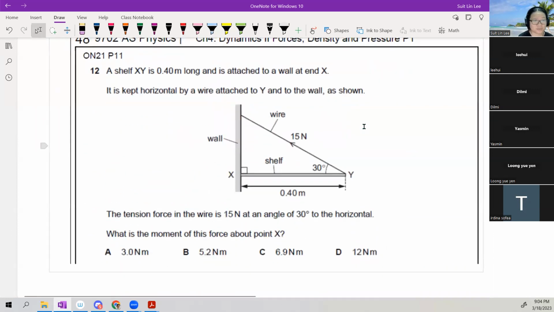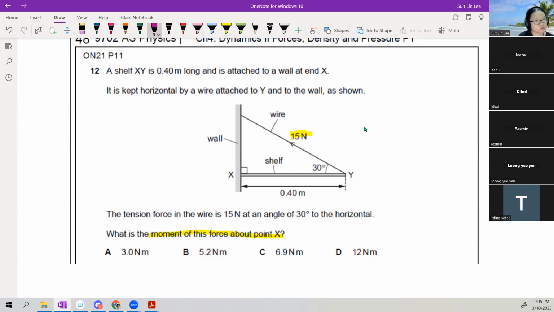This one is nicer because you calculate and we all like calculation, right? So this one, you're asked to find what is the moment of this force about point X. So we are given the dimensions of the rod, the tension, the value of T in the wire, but I don't know the weight of the shelf. I mean, we can always label forces first and figure what we know and what we don't know.